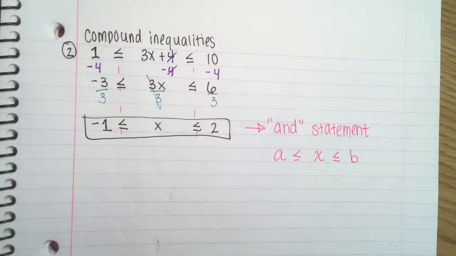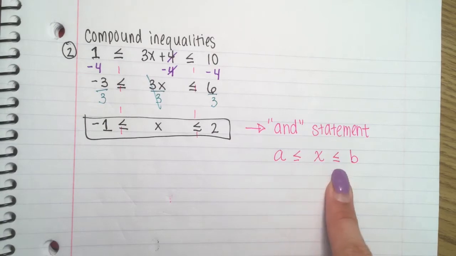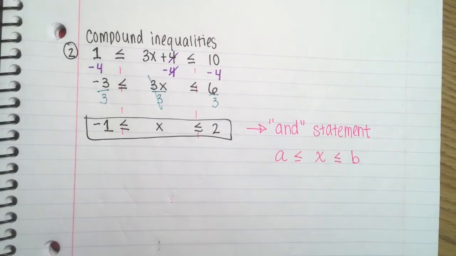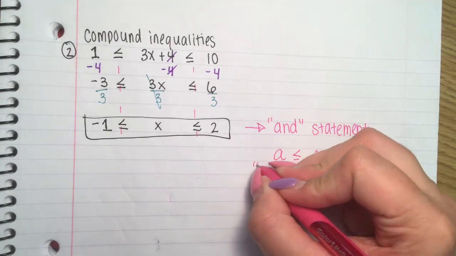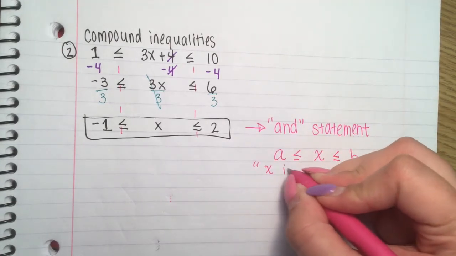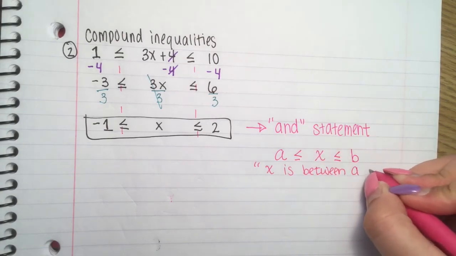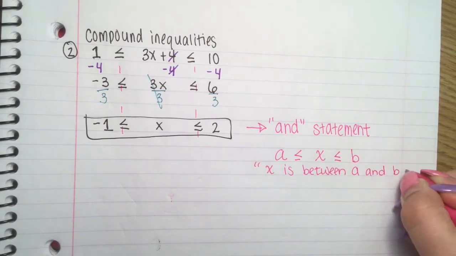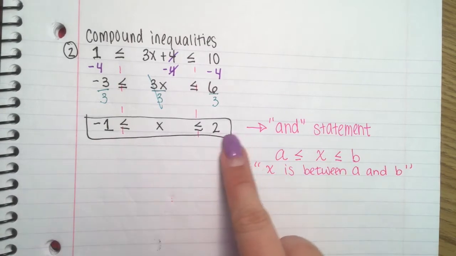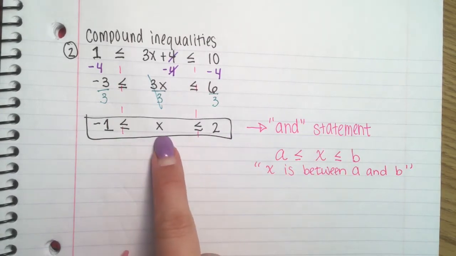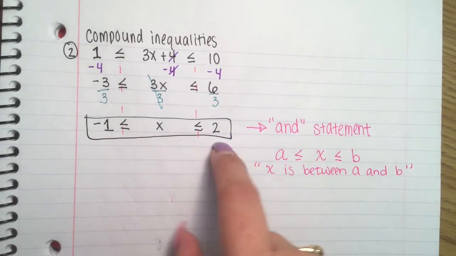Anytime you see this type of statement where you have a number is less than x is less than a number, this actually means between. You could read this as x is between A and B. So when I would read this statement, I would say x is between -1 and +2.